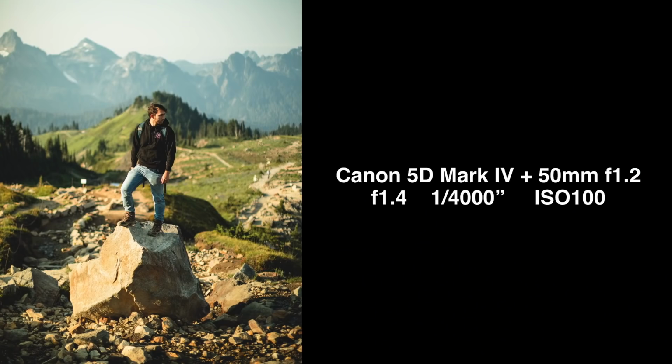Now, if your subject is pretty far away, then you can still use a very wide open aperture and your background won't be too blurry. So take this photo I shot of my friend Josh. This is very wide, shooting at f1.4, but because he was already far away enough from the camera, the background isn't too blurry, which is great.